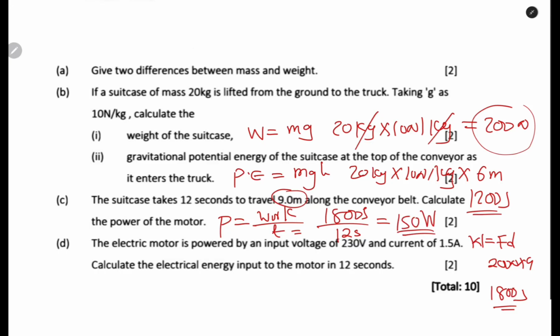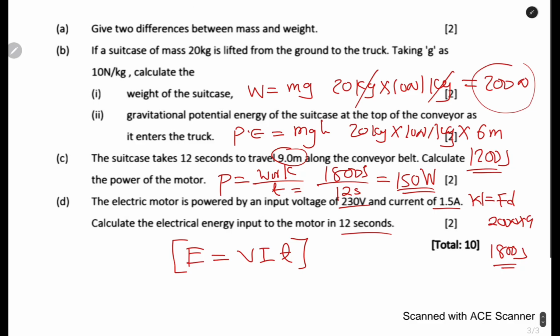Okay, then the last question is that an electric motor is powered by an input voltage of this, then current of that. Calculate the electrical energy input to the motor in 12 seconds. So energy is equal to V times I times T: voltage times current times time. So get to finish this one. Otherwise, you've come to the end of the lesson, and see you in the next one.